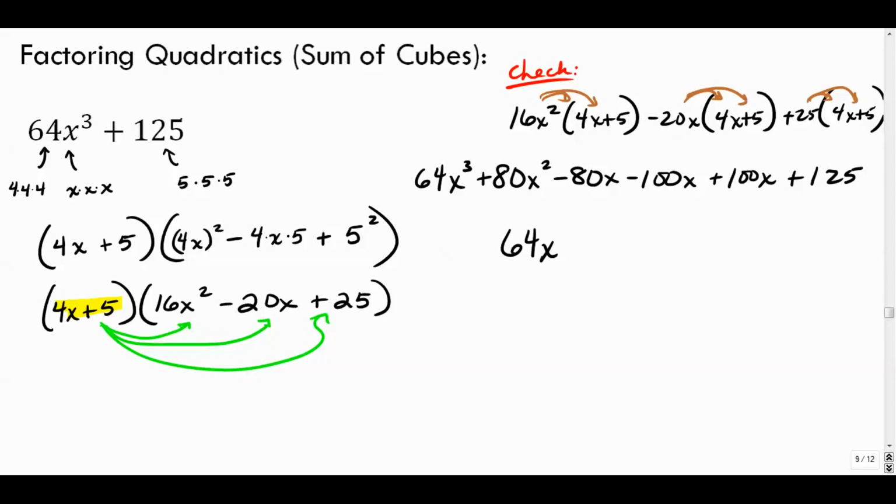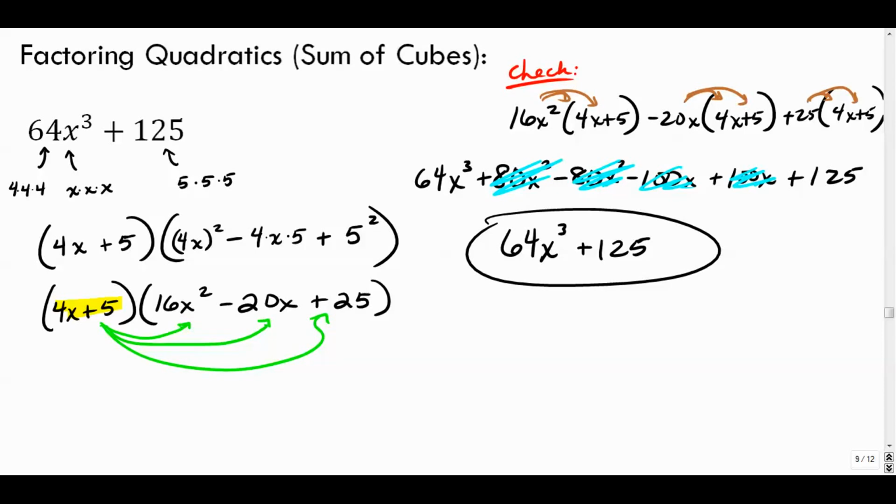So the x to the third power doesn't get combined with anything, but you can see that there should be a squared right here. Negative 20x times 4x is negative 80x squared, and you can see that they cancel. Minus 100x plus 100x, they cancel as well, leaving us quite simply with exactly what we started with.